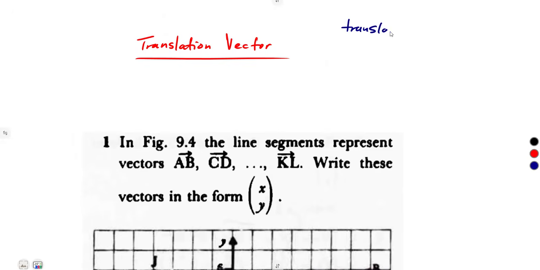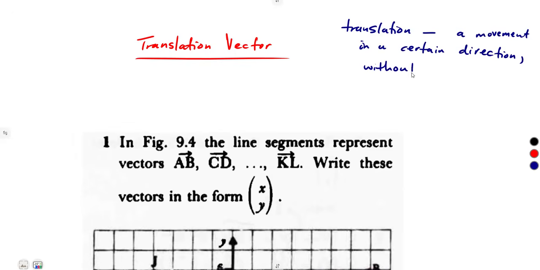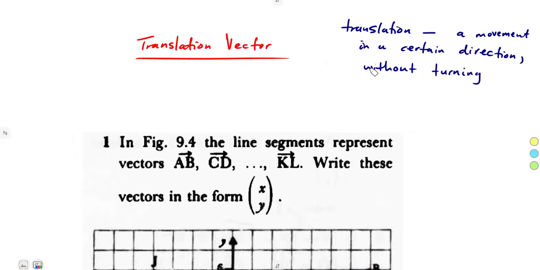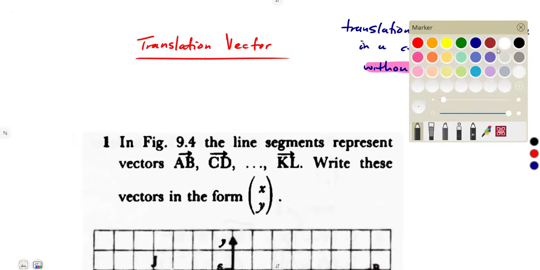So let me just save this one aside. A translation separately is a movement in a certain direction, without turning. So this is the consideration. We are following a certain direction without turning.